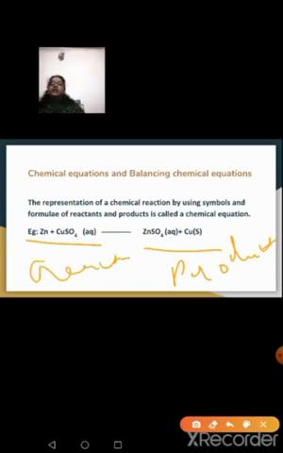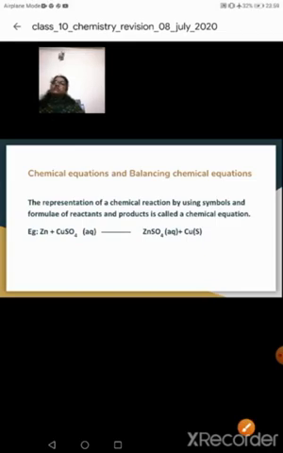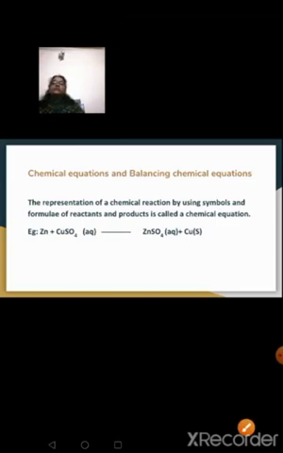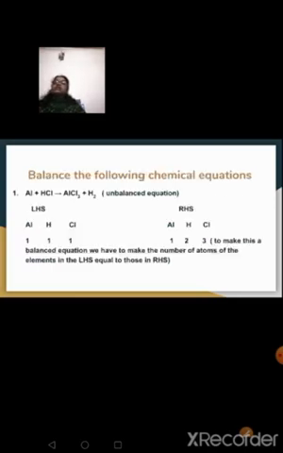Now I've used the symbols zinc Zn, CuSO4 is copper sulfate, gives you zinc sulfate and copper. So the products formed are zinc sulfate and copper and the reactants are zinc and copper sulfate. Now how to balance a chemical equation? See here, I've given an example.